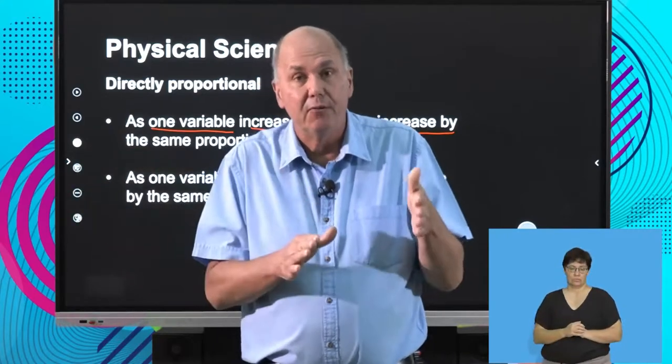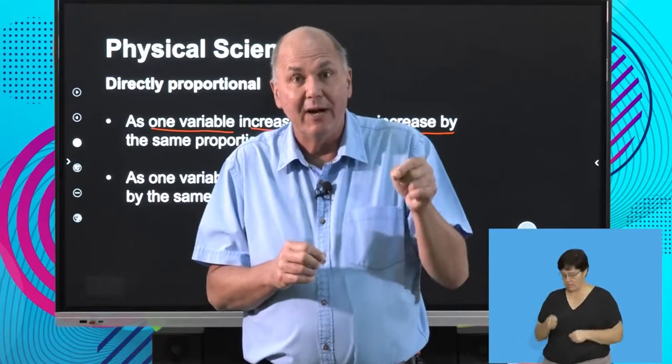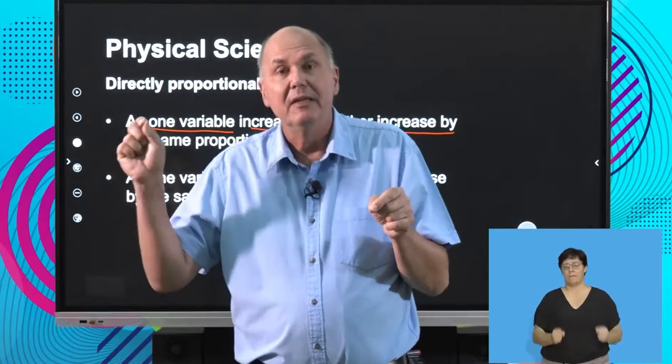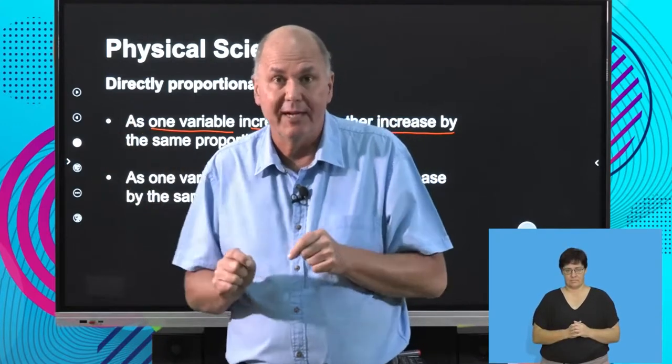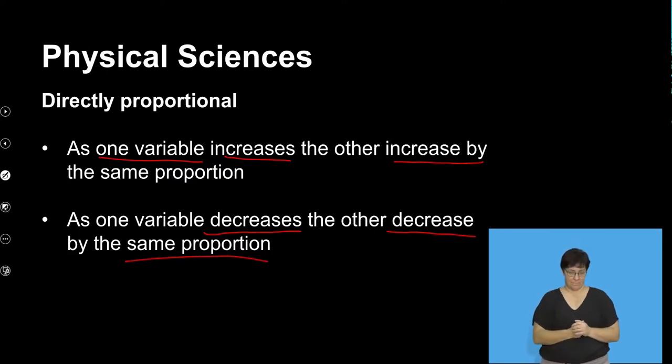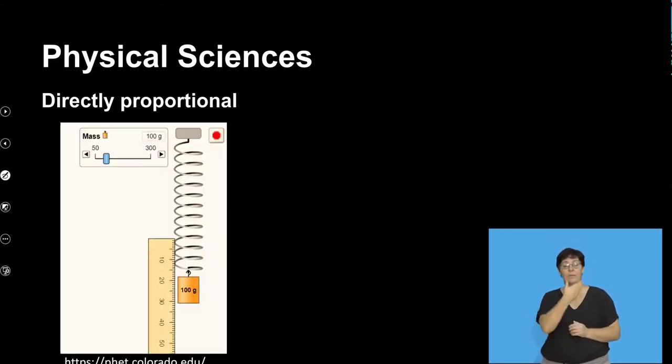So if the one variable multiplies by 2, then the other one must multiply by 2. If we halve the one variable, that means we divide by 2. Then the other variable, the dependent variable, needs to change, and it will also divide by 2. And that's exactly what we're saying here. As the one variable decreases, we're dividing or multiplying by a fraction when we decrease something. The other one decreases by the same proportion, by the same factor. And the best way to see this is if we look at a table of data.